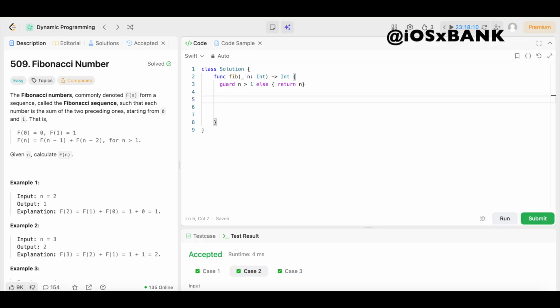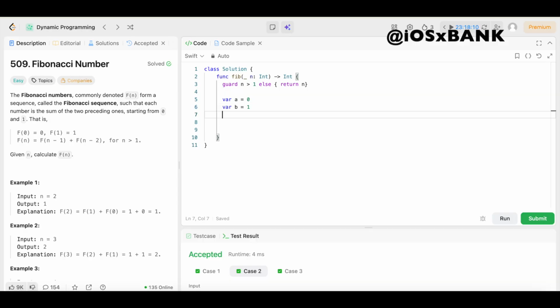Then we need to initialize the first 2 Fibonacci numbers, meaning f of 0 and f of 1. So to do that, we're going to declare a variable called a, set that equal to 0. So that's going to represent f of 0. Then we're going to declare another variable called b and set that equal to 1. And that's going to represent f of 1. Boom. So we can just start a comment here so y'all can see what's going on.